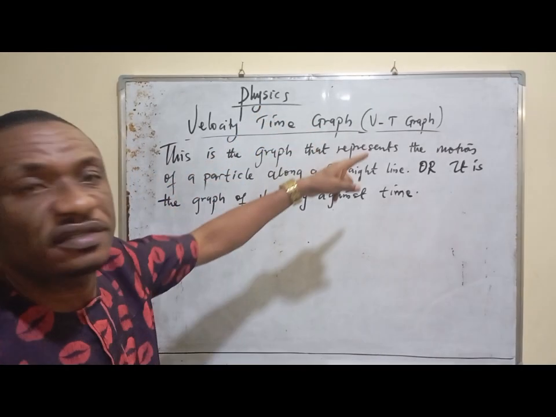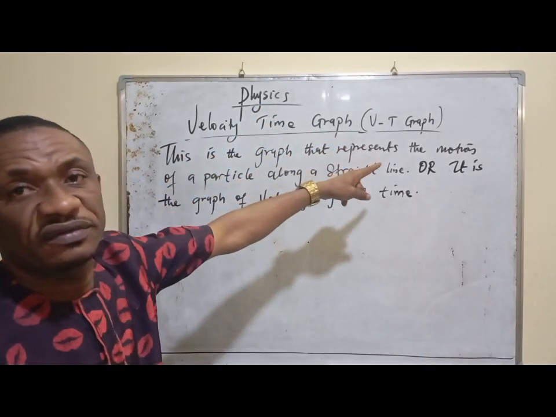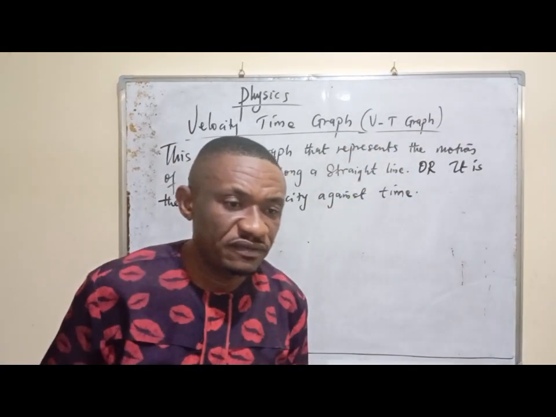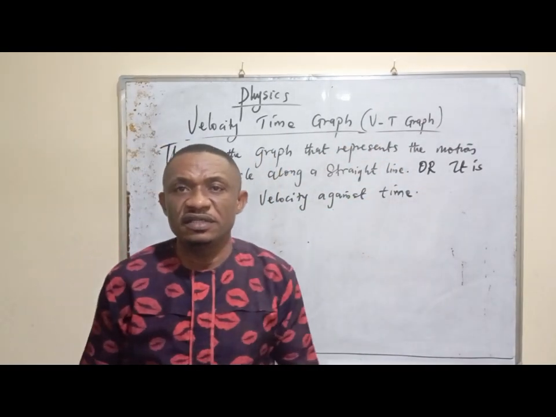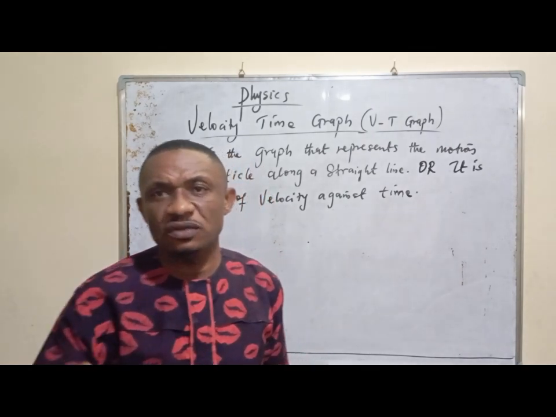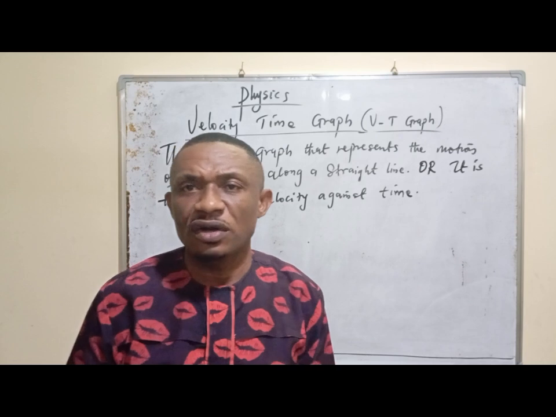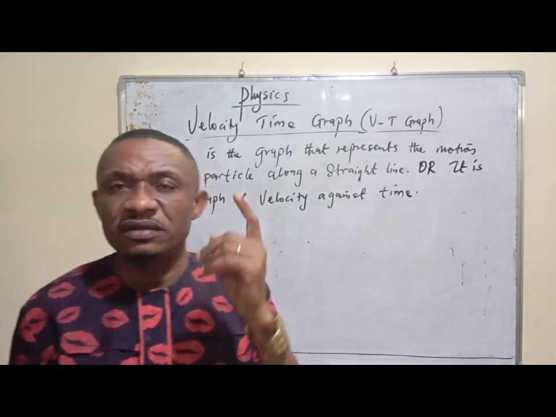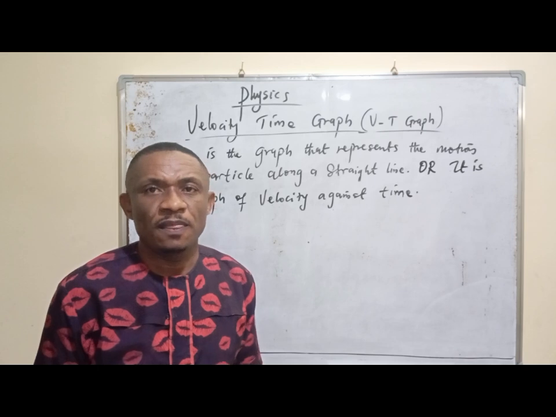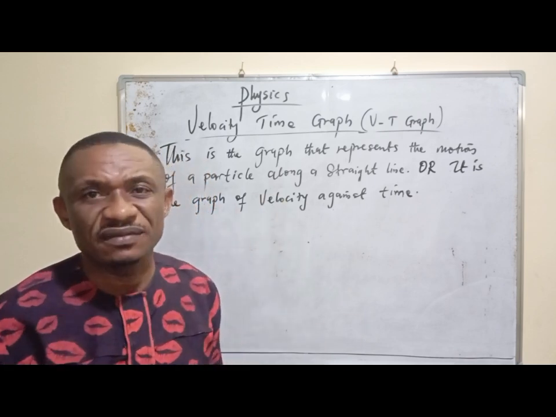We have physics, velocity time graph, that is VT graph. What is velocity time graph? Velocity time graph is the graph that represents the motion of a particle along a straight line, or you can say that it is the graph of velocity against time. That is what we call velocity time graph.